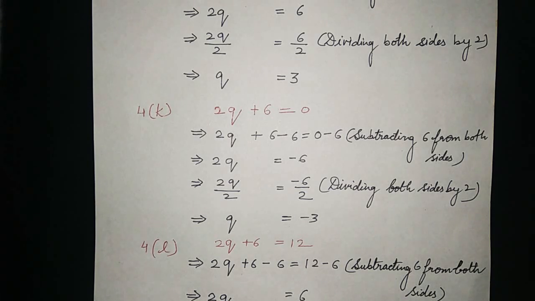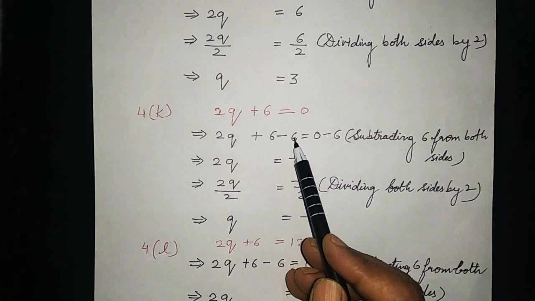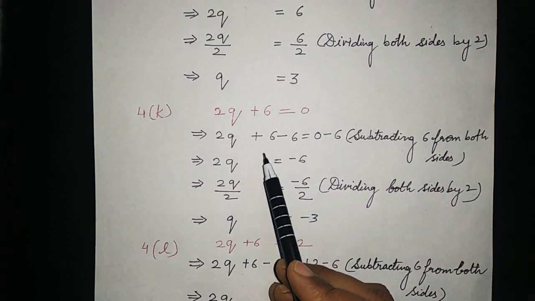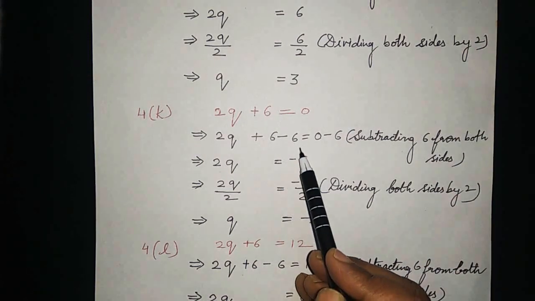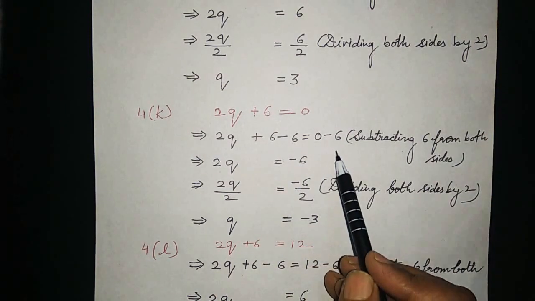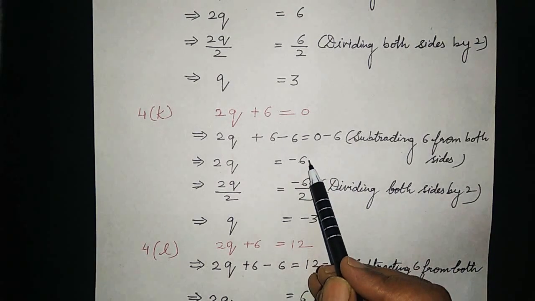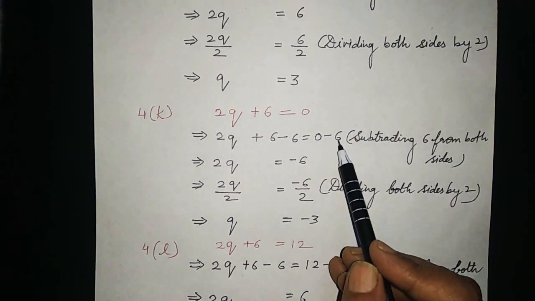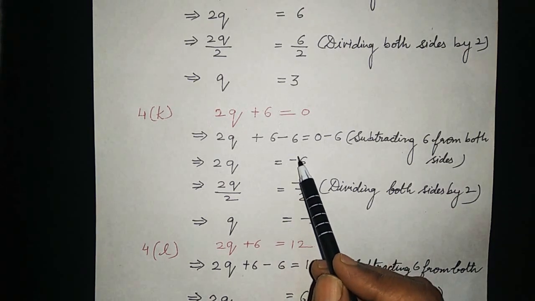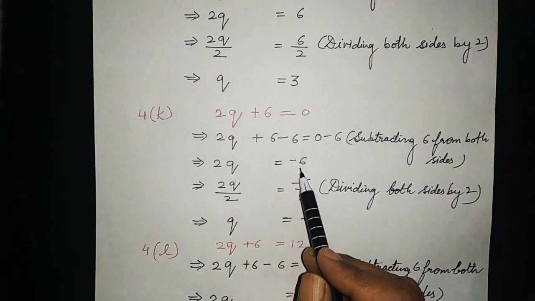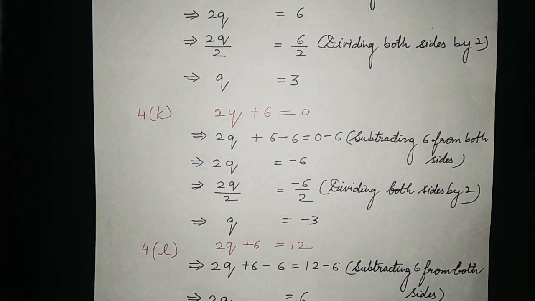Now here we will write 2q. For plus 6 minus 6, what will come? 0. There is no need to write it. So on the right hand side you will write minus 6, because if you subtract 6 from 0, what will come? Minus 6. Now your step is 2q is equal to minus 6.